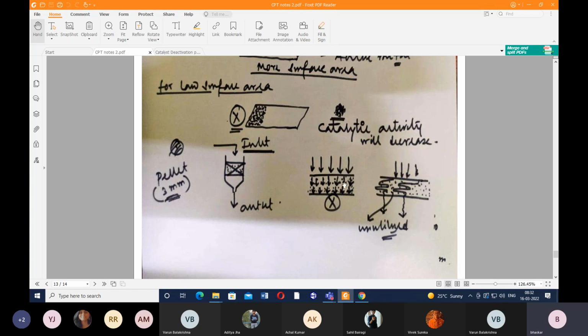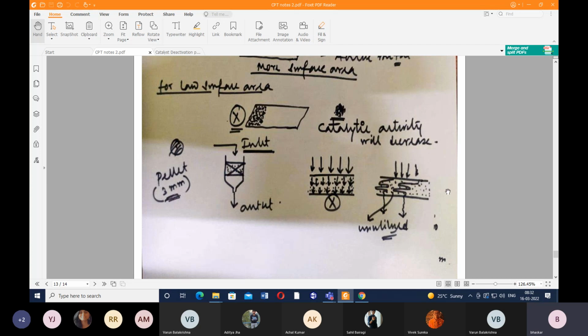Let's assume I have a fixed bed like this with a powdery material and I am allowing the hydrocarbon gas to pass through this. It should follow a path like this. From our normal understanding, we can think of this: it will follow this kind of path, meaning all the parts of the bed will be utilized. However, in real life, it doesn't happen so.